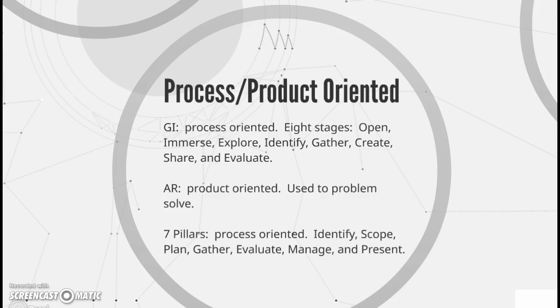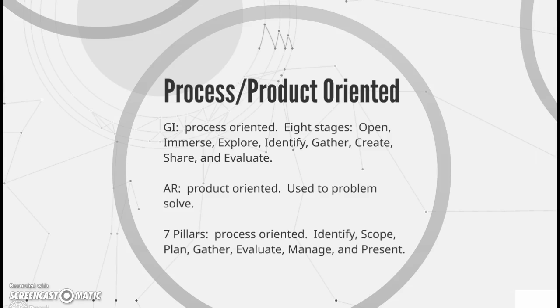Action research is more of a product-oriented process. It's used to problem solve. The user identifies an issue, determines a process or procedure, and then conducts research. The process can be outlined in 7 steps. Step 1, determine a topic and develop questions. Step 2, review the literature. Step 3, look at the community learning environment. Step 4, collect data. Step 5, organize and interpret the data. And finally, step 6, implement changes.